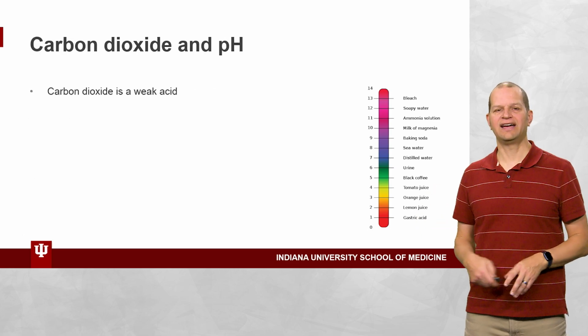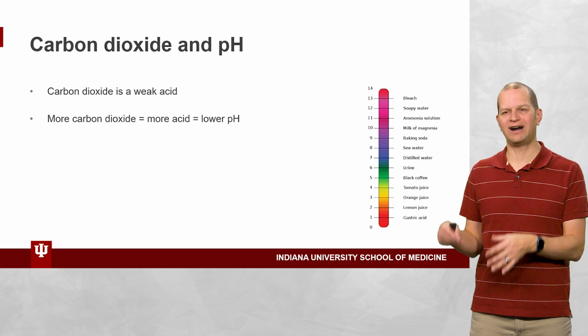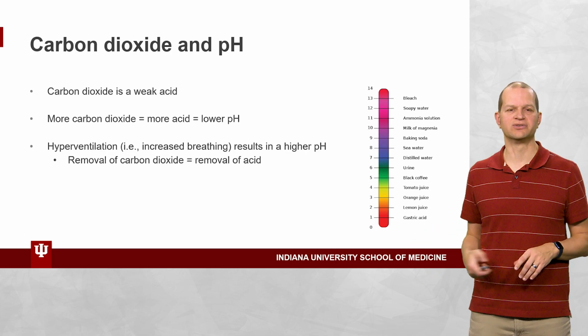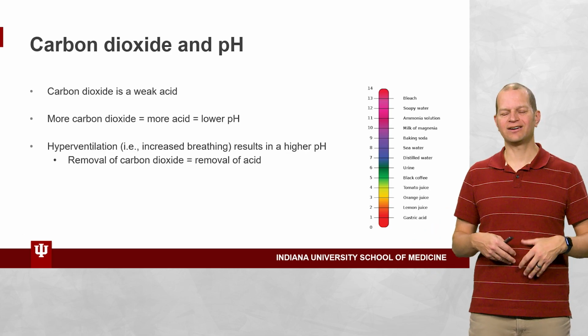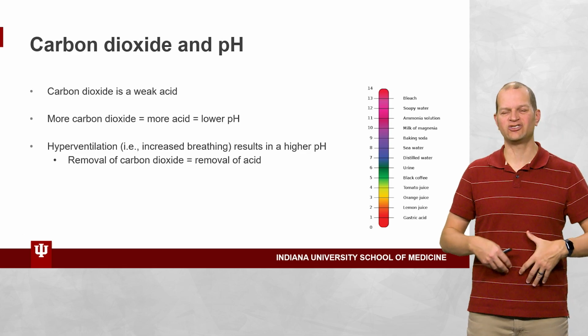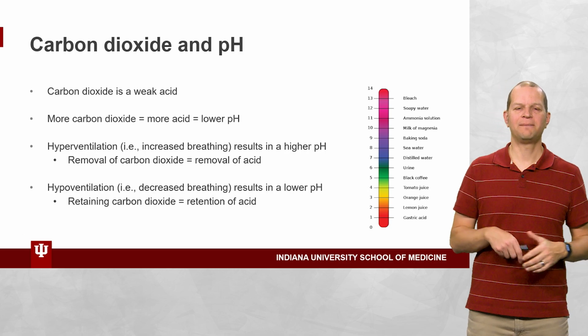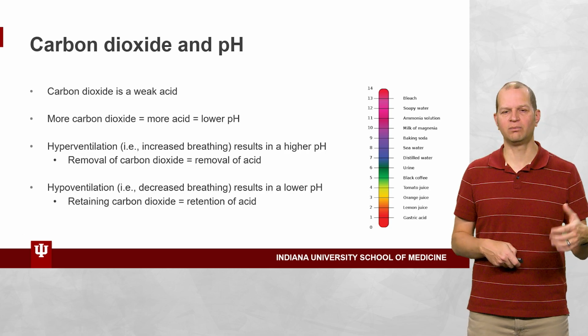So let's talk about carbon dioxide. As I mentioned, carbon dioxide is a weak acid, so if I have more carbon dioxide, I have more acid, which means my pH is reduced. If I hyperventilate or breathe more than normal, that means I'm getting rid of more carbon dioxide, and so as a result, I'm getting rid of acid, my pH goes up. The opposite happens when I hypoventilate or breathe less.